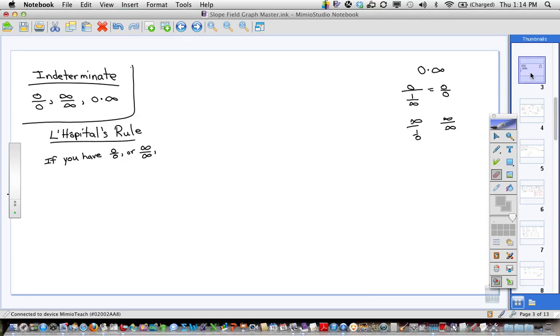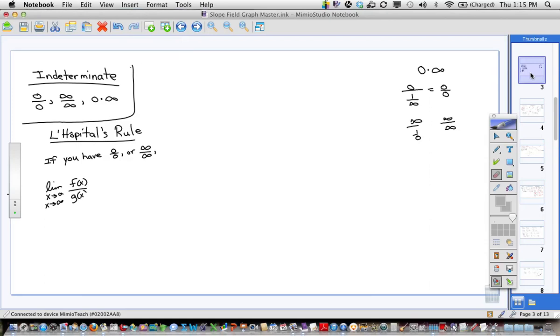You have to think, okay, is the top big? What's the top doing? What's the bottom doing? So you may not be able to use it. But if you have this, you can use L'Hôpital's rule. Here's what it says. That the limit as x approaches a, or it works as x approaches infinity, it works for both of those, of f of x over g of x.